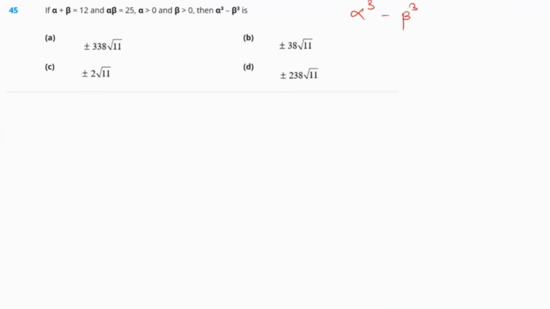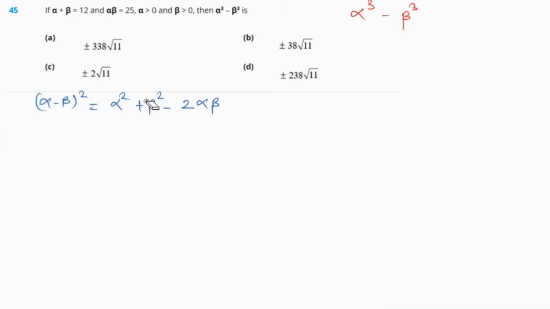Okay, so let's try to put it over there. So alpha minus beta it is asking for. So alpha minus beta whole square is going to be alpha square plus beta square minus 2 alpha beta, correct? So alpha minus beta square we need to figure out.